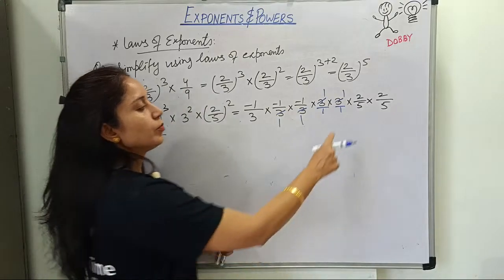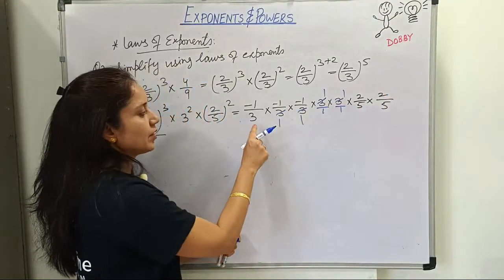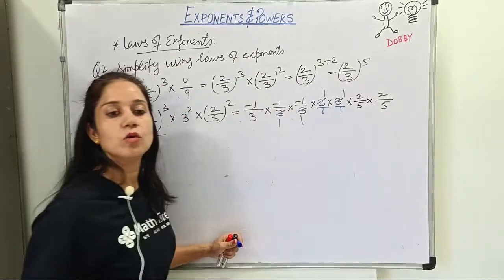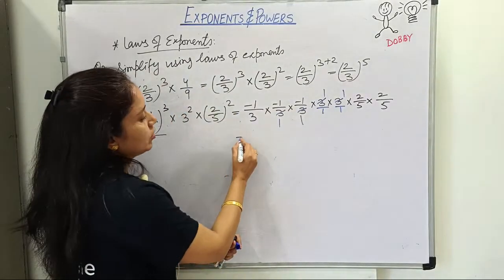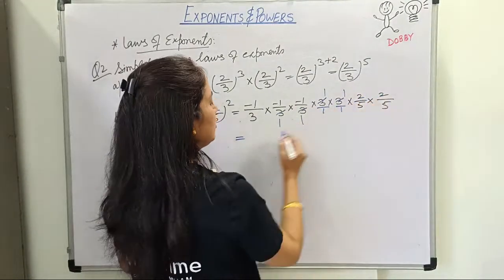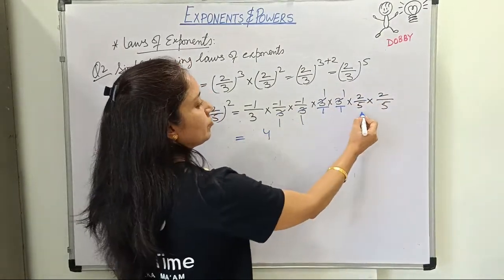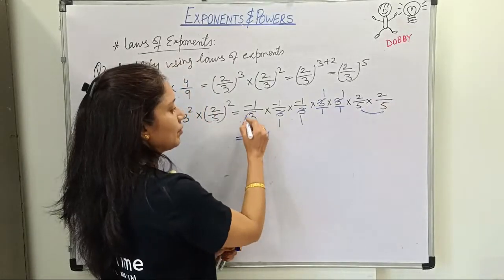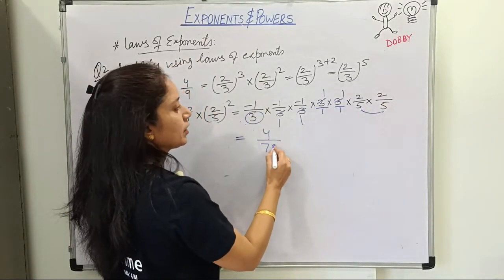Any further cutting? Numerator is having 2, 2 and denominator is having 3, 5, 5. Now no more further cutting is possible, so just simply we will multiply. 2 2s are 4 and in the denominator 5 5s are 25. 25 multiplied by 3 is 75.